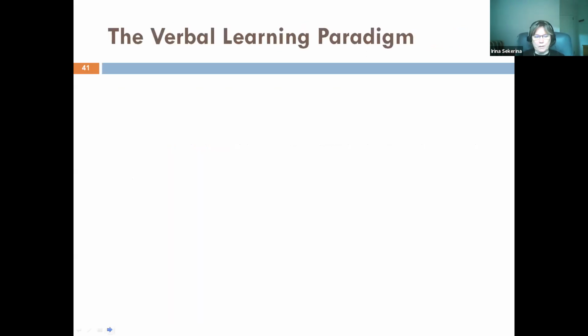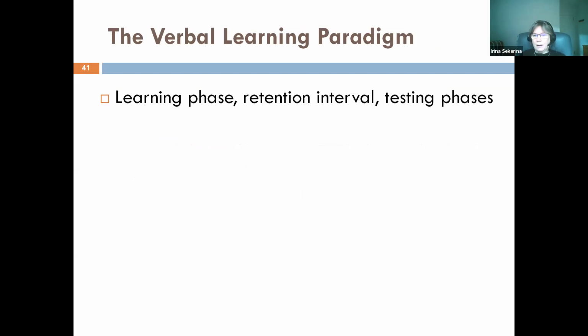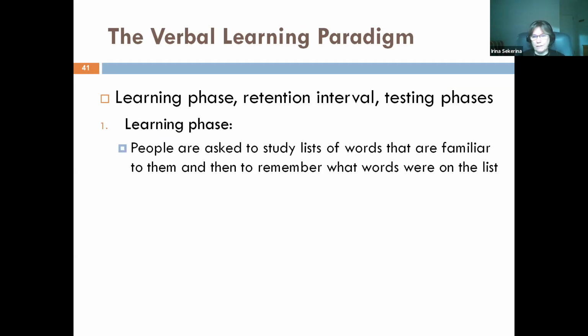So what is this verbal learning paradigm? Like I already mentioned, the 3 things. We have 3 phases in every experiment that is using the verbal learning paradigm. We have the learning phase. You have to memorize something. Then we have some kind of retention interval. Sometimes it's very short, a few seconds. Sometimes it's long, a few days. Sometimes it's very long if it's a longitudinal study. And then we have a testing phase when we ask people to recall whatever they had to hold on to during the retention interval, right?